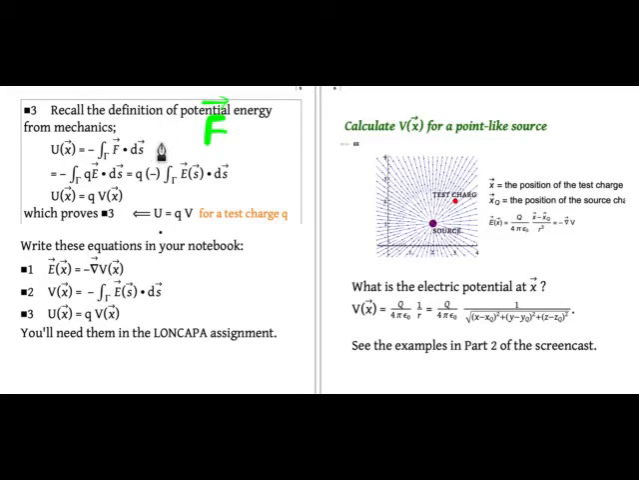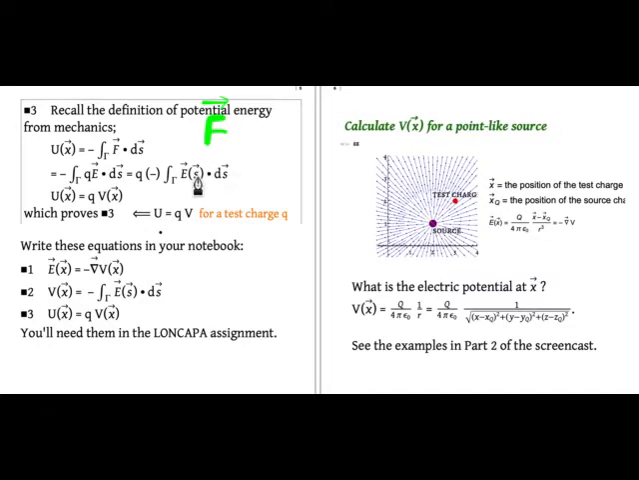All right, now for electrostatics, F is Q times E. So this potential energy would be minus the integral Q E dot ds. Now Q is just a constant. It doesn't depend on where you are along the path. It's just the charge of some test particle. So you can pull that outside the integral. So I have Q times, there's a minus sign, integral E dot ds.